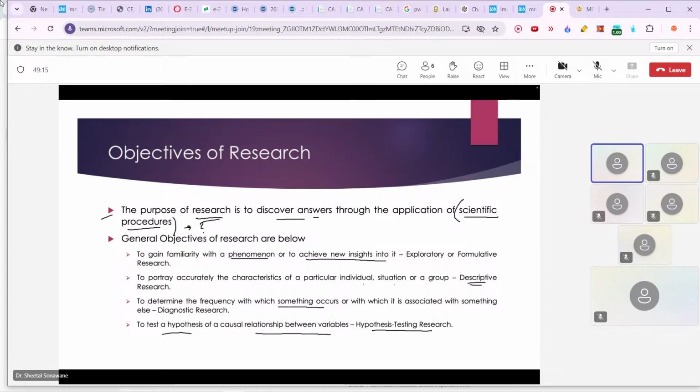Then next is to determine the frequency with which something occurs or with which it is associated with something else. Diagnostic research. Can anyone give an example of diagnostic research? Getting familiarity with the frequency of something occurring, or something being associated with something else. Any example, online students? Take your time.